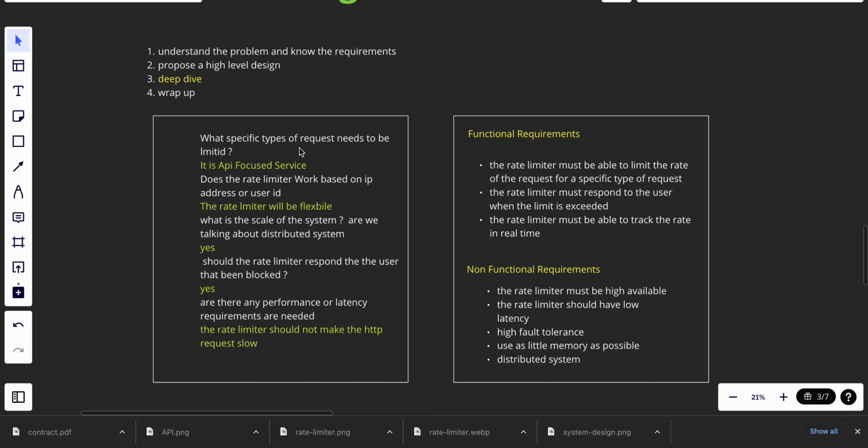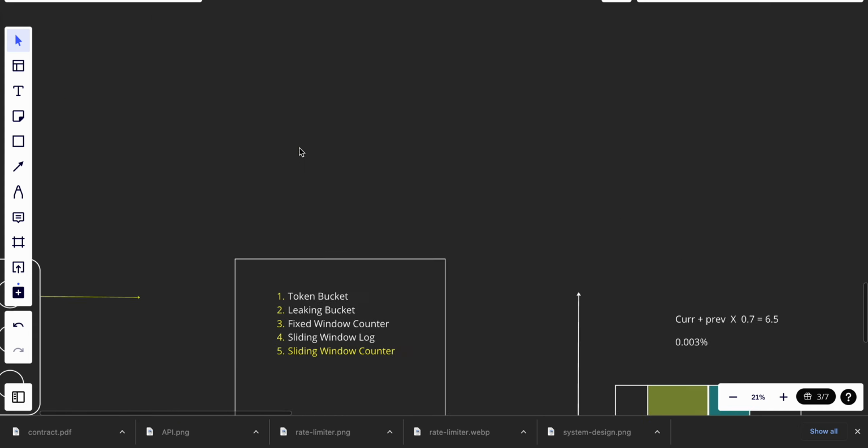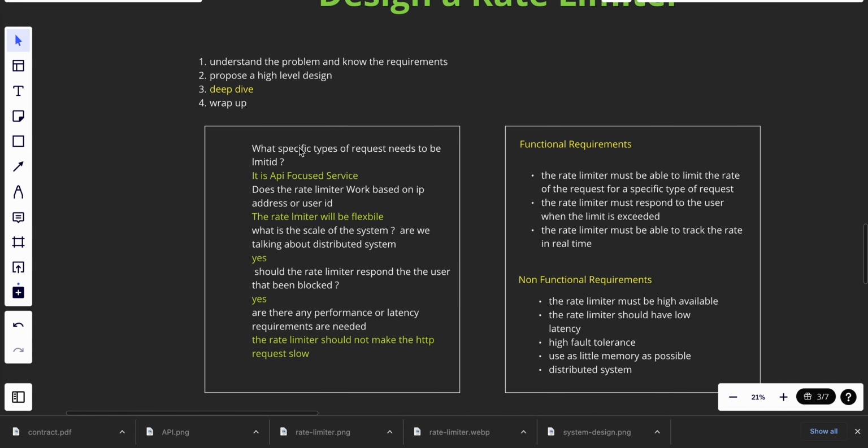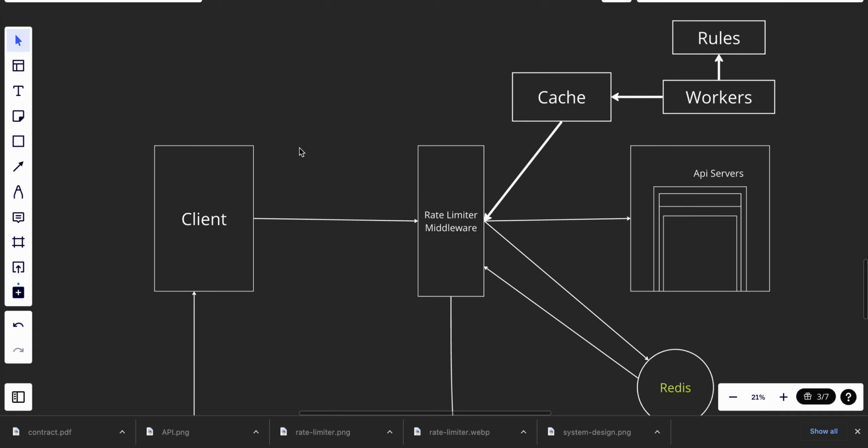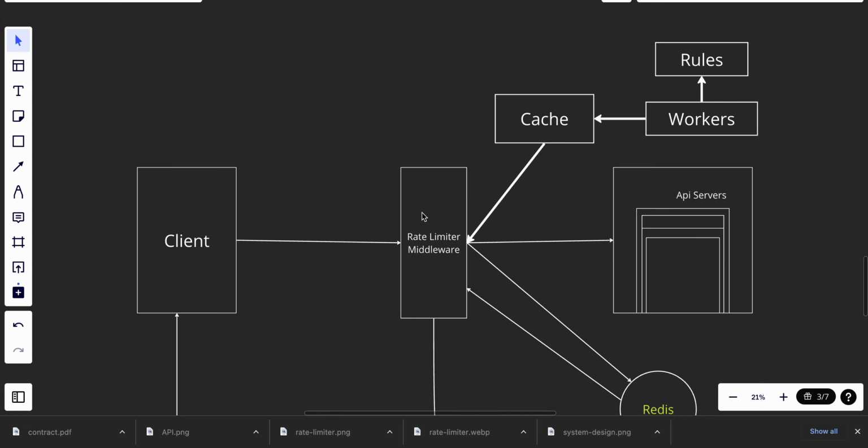After that we proposed a high level design. We talked about three things. The first is where we should put the rate limiter, client or server. We said we should put it on the server instead of the client, because we don't have control over the client. We can put it in the API service, or in the API gateway, depending on the architecture and the technologies we're using.